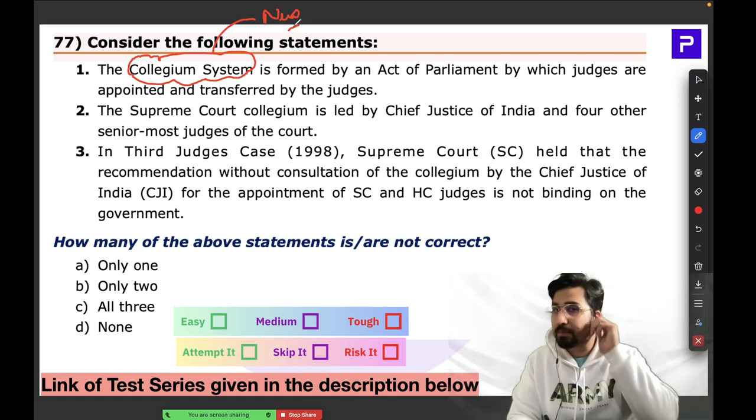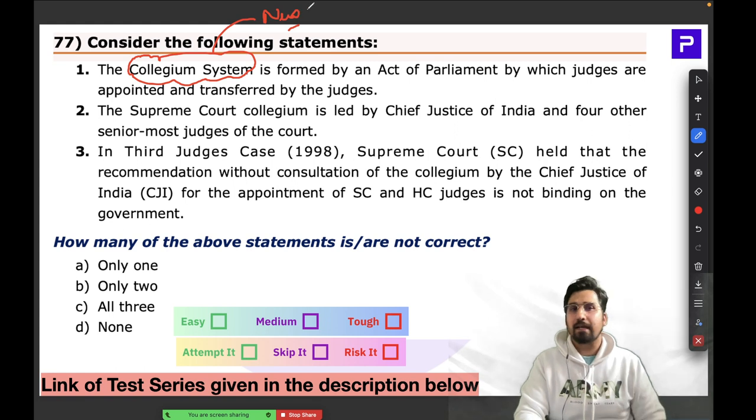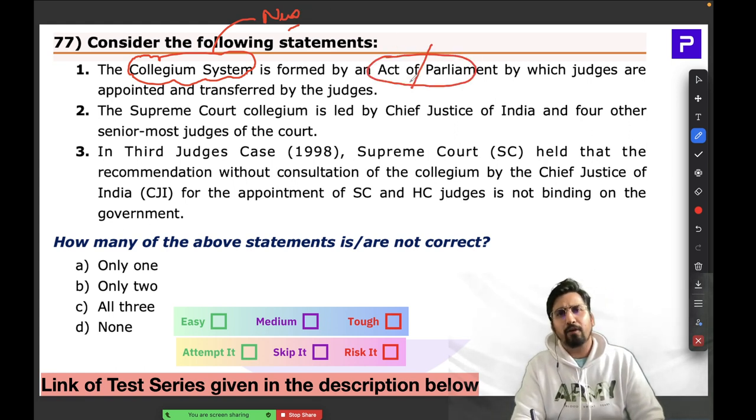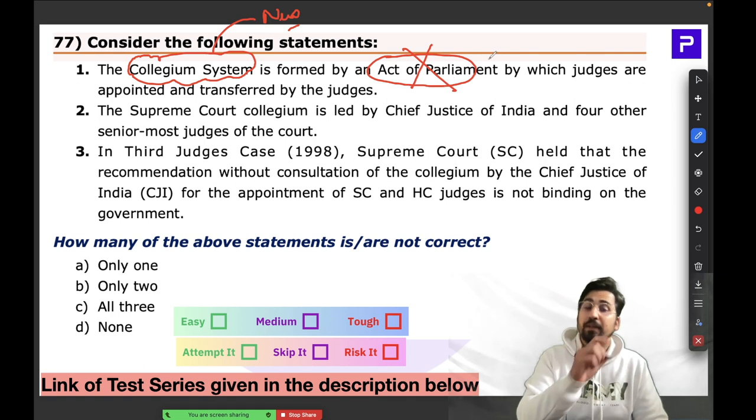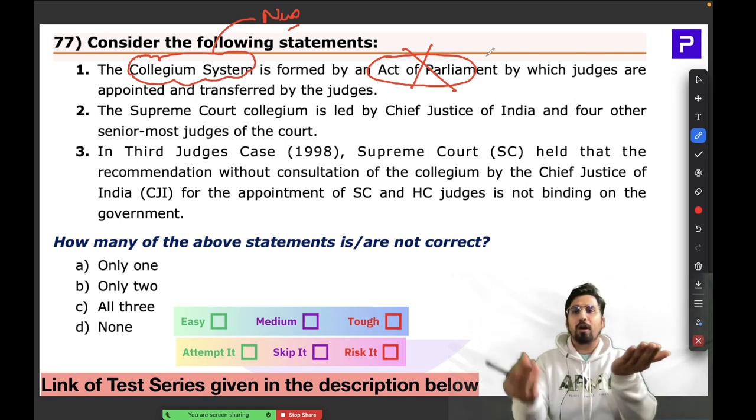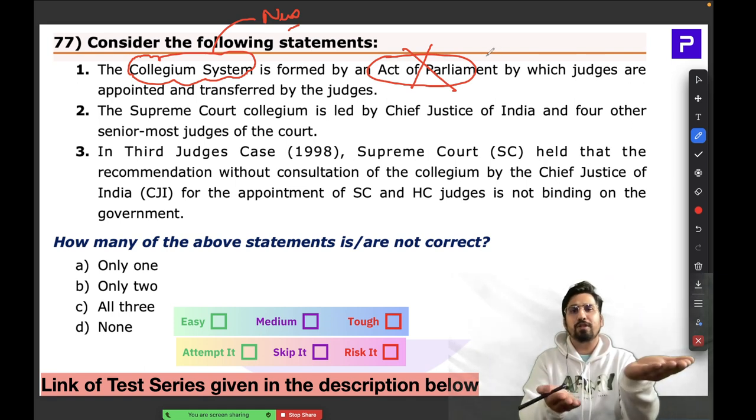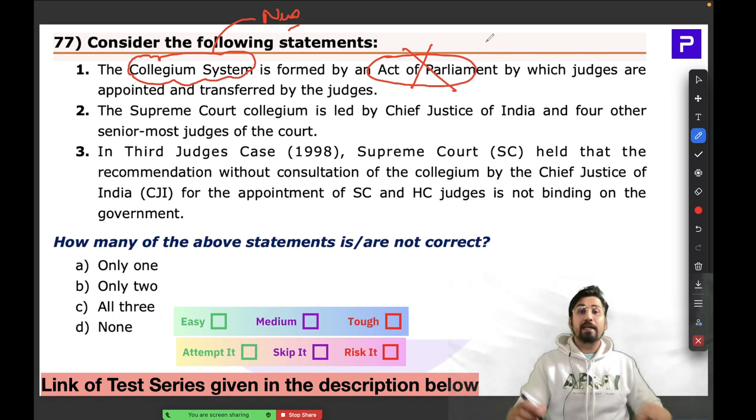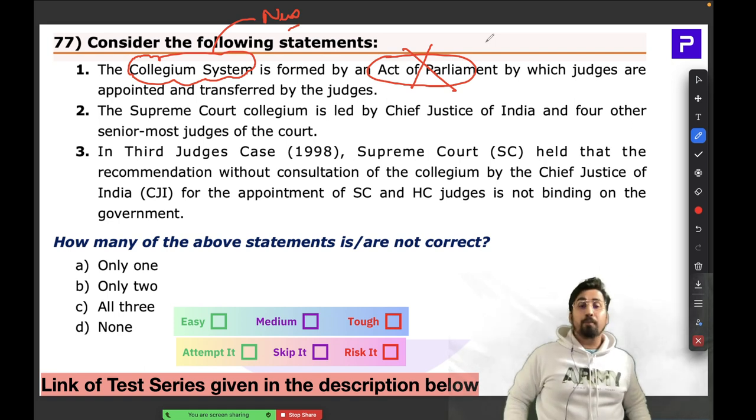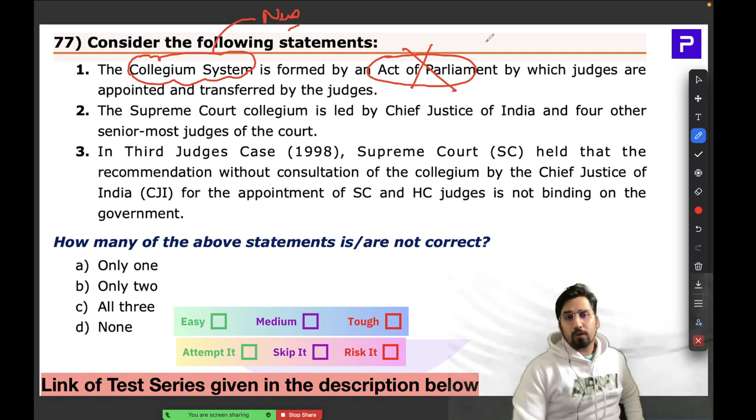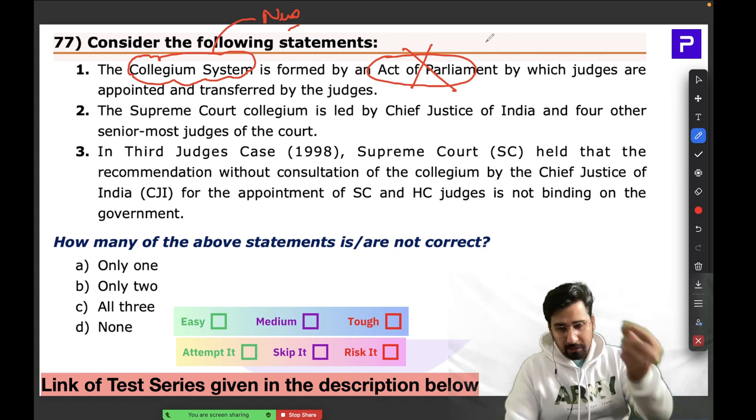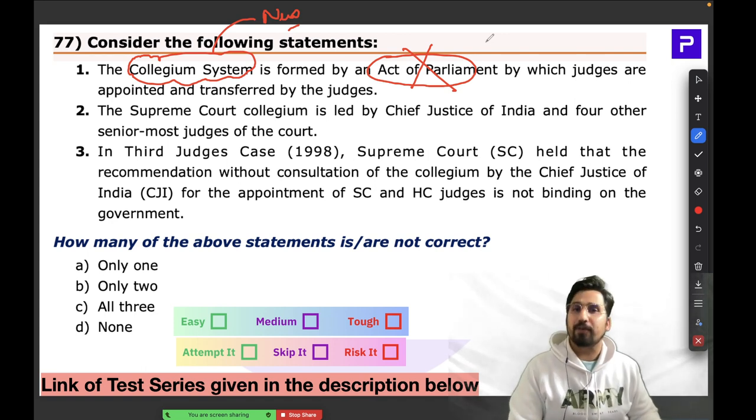But please understand, the collegium system is not formed by an act of the parliament. If that were the case, clearly there should not be any disagreement between the judiciary and the central government. So now actually the central government wants to pass a bill with respect to how judges are going to be appointed and transferred.